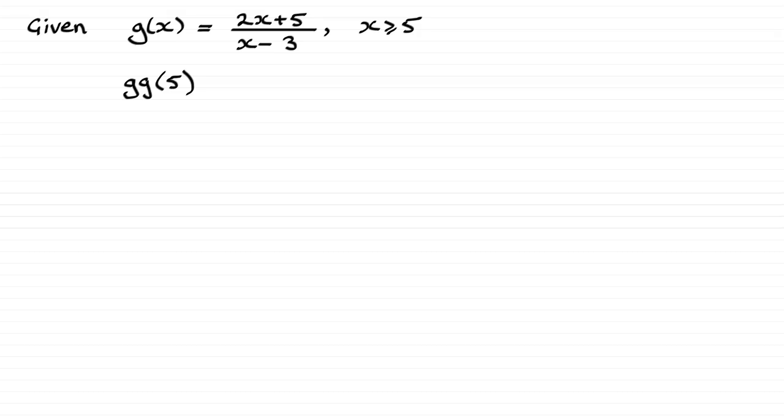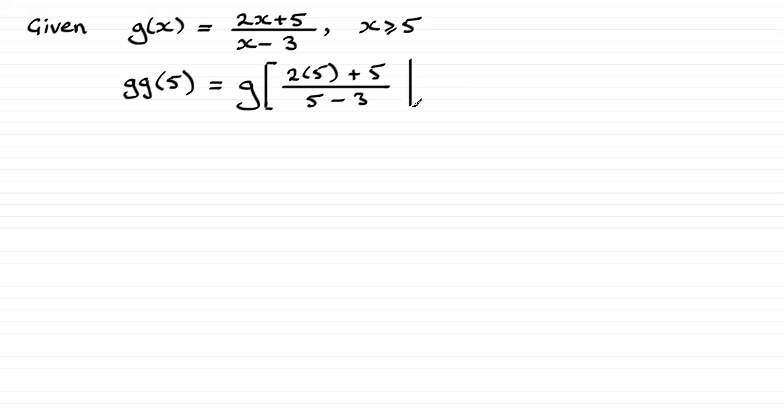Okay then, for this part of the question, we've got to work out g(g(5)) given g(x) is equal to this equation here. So all we need to do is substitute, first of all, 5 for x in g(x). That means we're going to have g of, I'll put this in a square bracket here, g of (2 times 5 plus 5) all over (5 minus 3). We'll show a little bit of working as well.